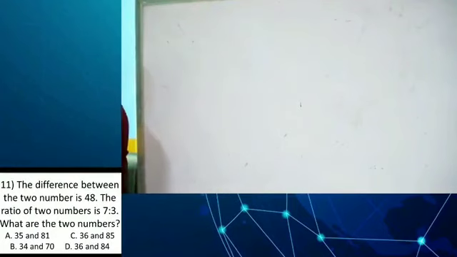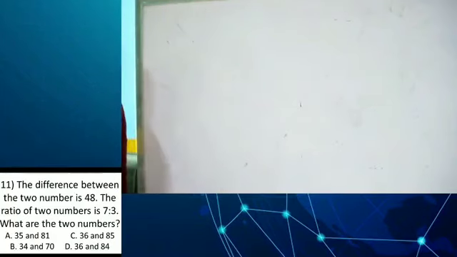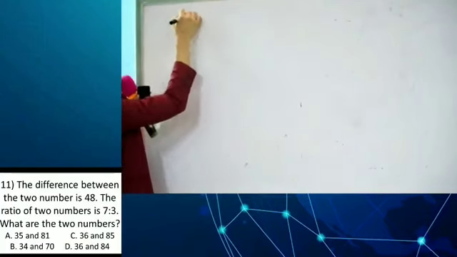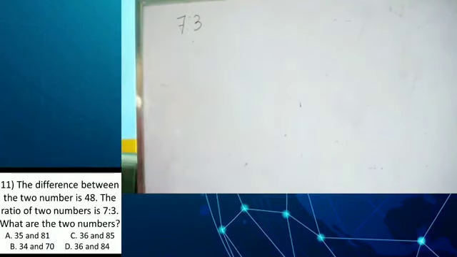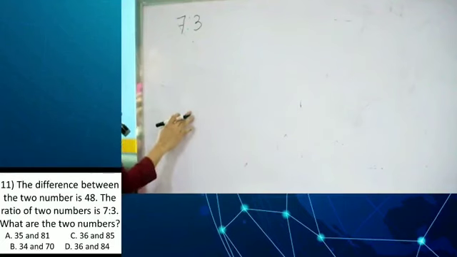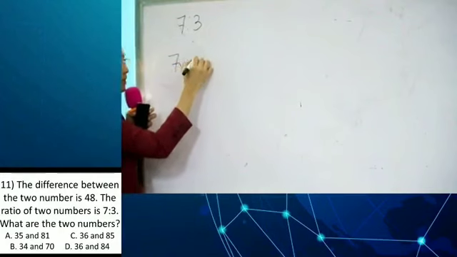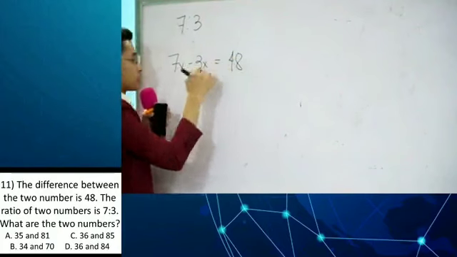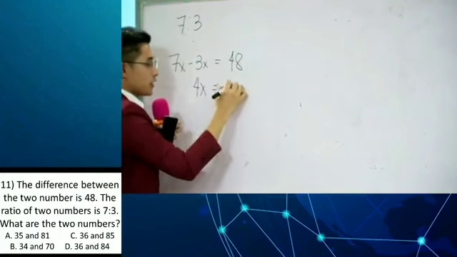The difference between the two numbers is 48. The ratio of the two numbers is 7 is to 3. What are the two numbers? Okay, so ganito lang po yan. So just get the ratio. So 7 is to 3. Okay? Then sabi sa problem, yung difference daw of these two ratio is equal to 48. So 7x minus 3x is equal to 48. So 7x minus 3x, 4x, is equal to 48.